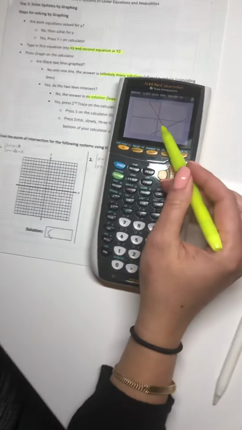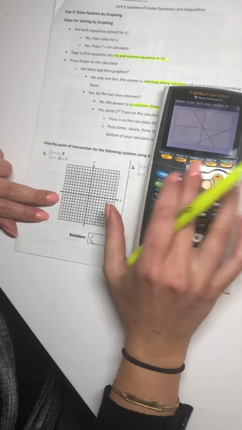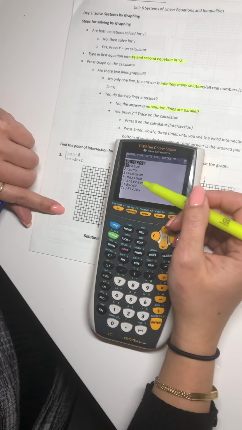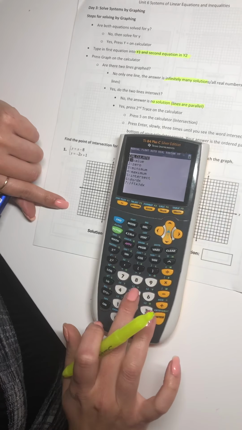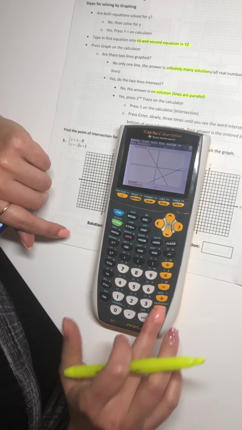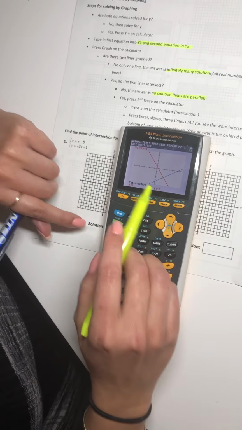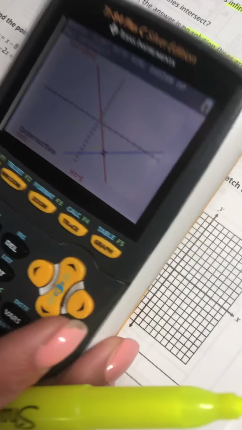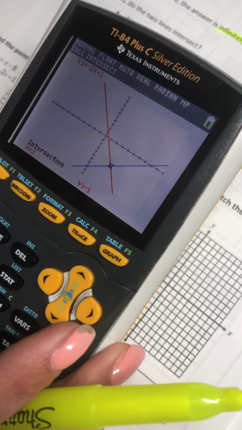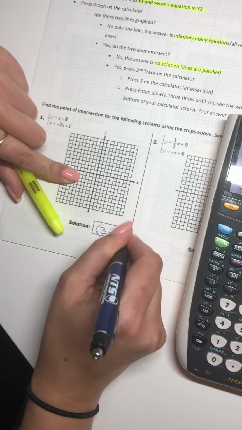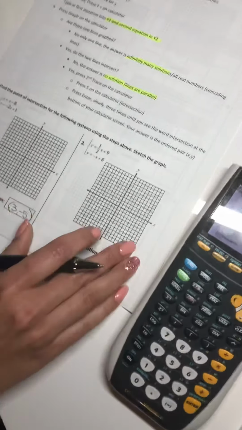We're going to find out what that intersection point is. So for that, we're going to press second trace, and we want the intersection point, so we're going to select number 5 for intersection, and then we're going to press enter 3 times slowly. 1, 2, 3, and there you have the intersection point. It says x equals 3, y equals negative 5. It means your point of intersection is 3, negative 5, and that's what you have to give me right here. 3, negative 5. So that's the same thing you have to do for each one of those examples.